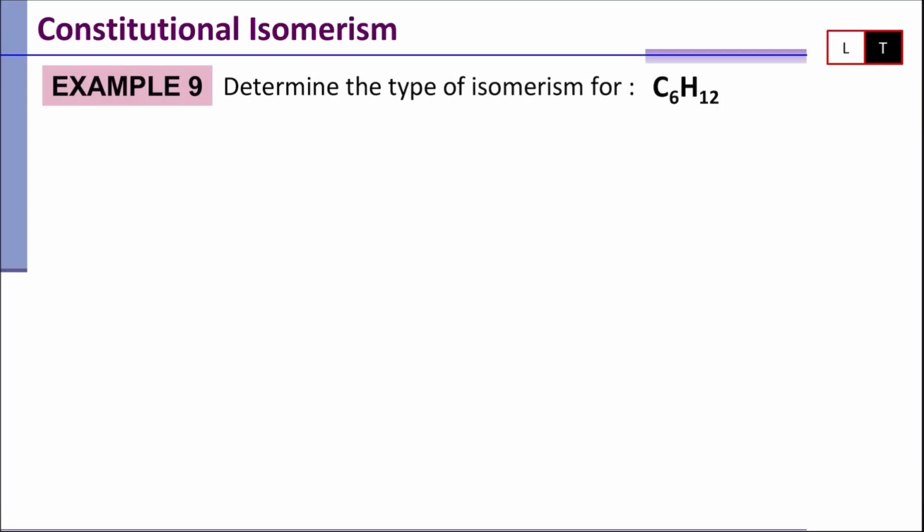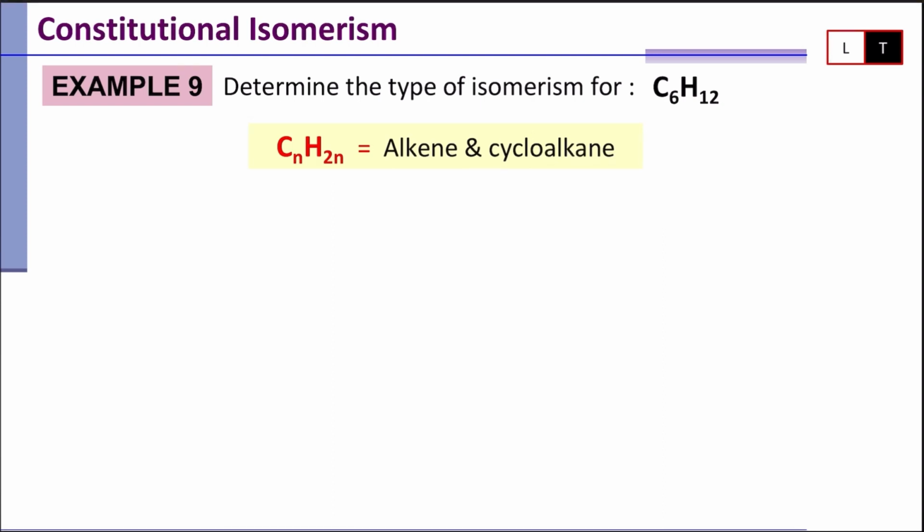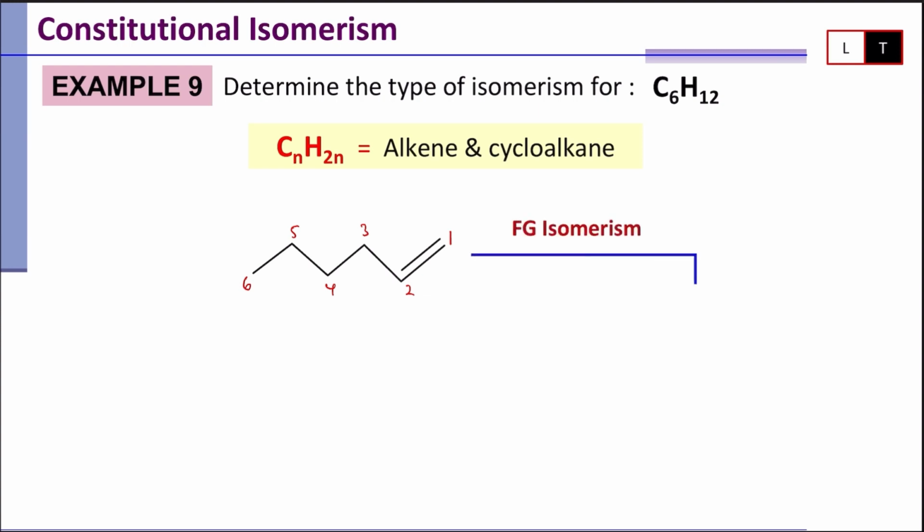So, let's try this example. You have to determine the type of isomerism for C6H12. Kalau lihat dekat sini, C6H12 maksudnya kita ada general formula CnH2n dan kita boleh detect functional group isomerism between alkene and cycloalkane. So, apa yang terjadi? Saya akan mulakan dengan alkene with 6 carbon atoms dan position functional group saya mulakan daripada hujung dulu. So, the carbon-carbon double bond akan berada antara carbon 1 and 2. And then from alkene, I will show the functional group isomerism between cycloalkane and alkene.